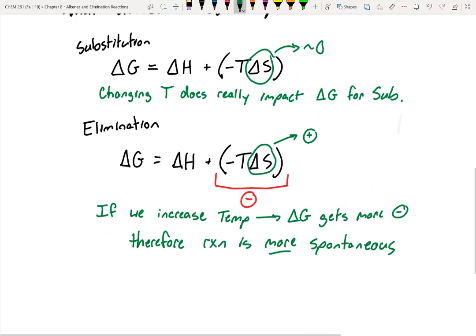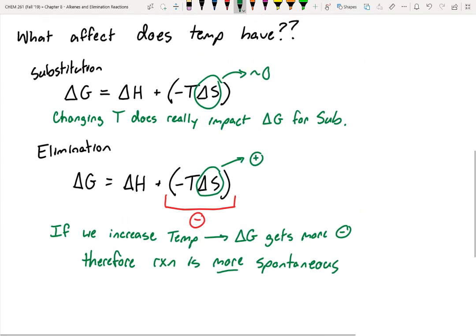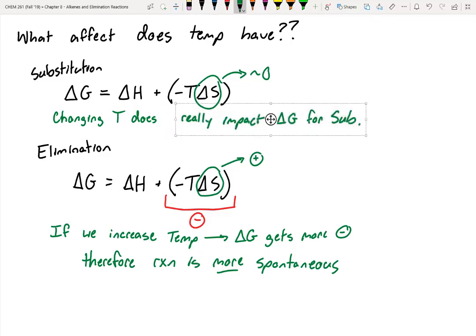All right, so this is an interesting takeaway. Changing temperature has no impact on substitution reactions. We could crank up the heat, it doesn't really change much about the reaction outcome. But with elimination, it has a large impact. Changing heat doesn't really impact, right? Oh yeah, sorry, holy cow. Let me fix this. This should be doesn't. Doesn't really impact delta G, thank you.